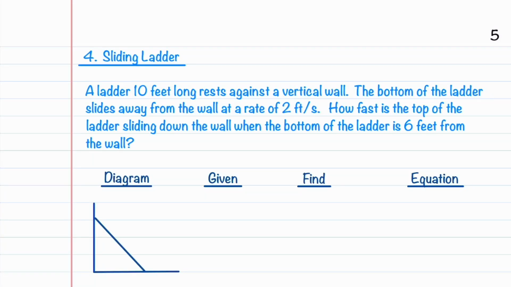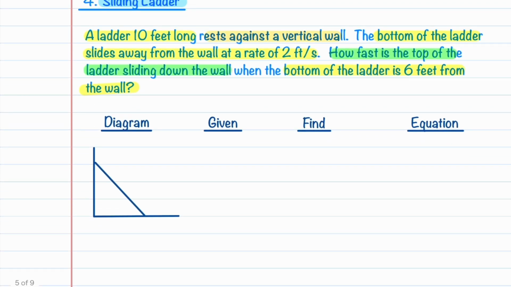We're now going to look at a related rates problem that involves a ladder sliding down a wall. We are told that a ladder 10 feet long rests against a vertical wall. The bottom of the ladder slides away from the wall at a rate of 2 feet per second. We want to find how fast the top of the ladder is sliding down the wall when the bottom of the ladder is 6 feet from the wall.